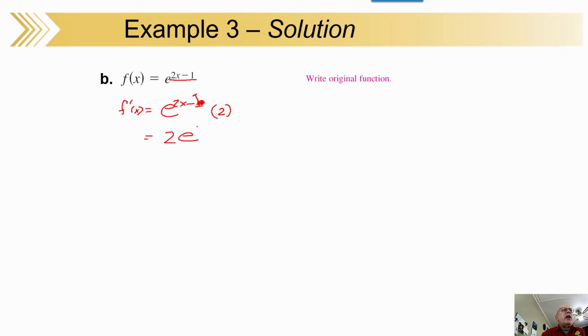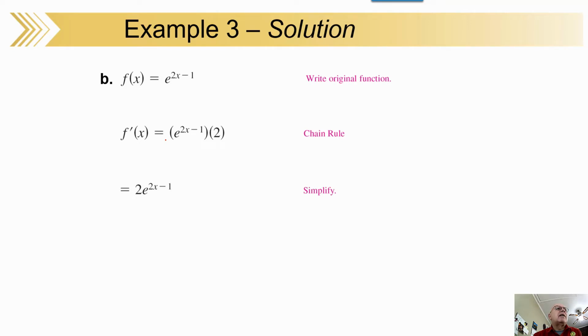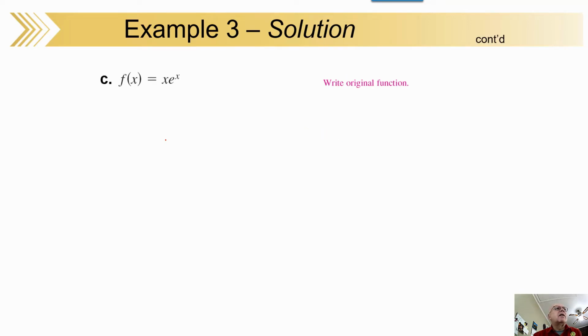We have 2e to 2x minus 1. Do a few of these and you can get pretty quick at finding derivatives with the natural function. There's our chain rule. And that is it, simplified. Next one. More interesting, huh?